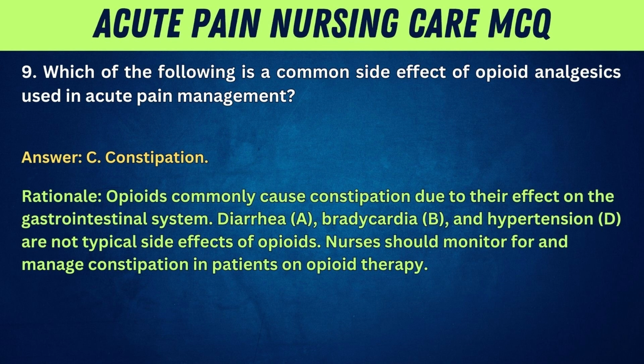Constipation. Rationale. Opioids commonly cause constipation due to their effect on the gastrointestinal system. Diarrhea, A, bradycardia, B, and hypertension, D, are not typical side effects of opioids. Nurses should monitor for and manage constipation in patients on opioid therapy.